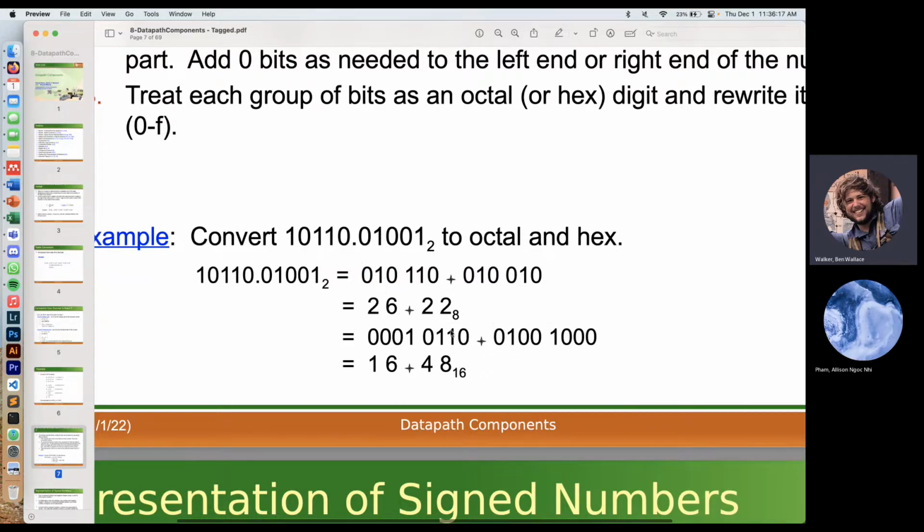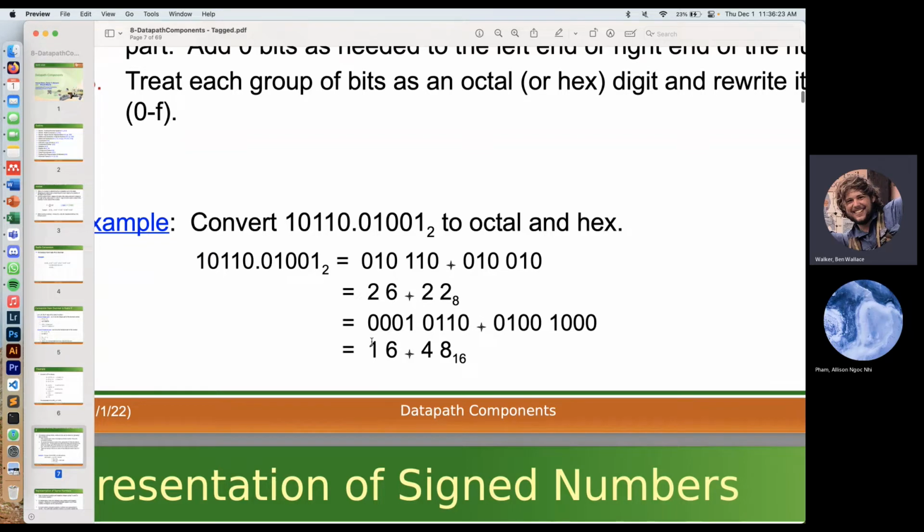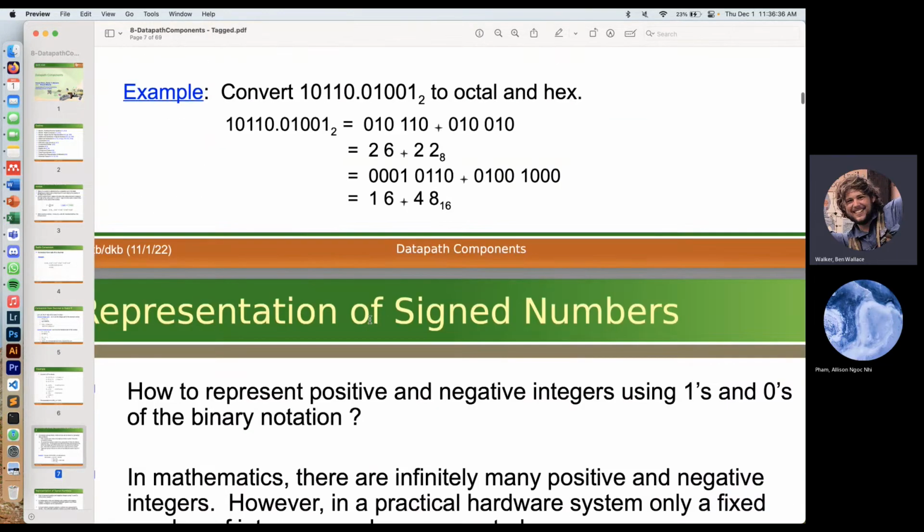For hex, you actually end up having values that are greater than decimal can hold. So for example, if you have a 10, you don't write a 10 in hex, you write an A, and you get A, B, C, D, E, and F in hex corresponding to 10 to 15. So once you start having decimal values over 10, you need to switch to letters.